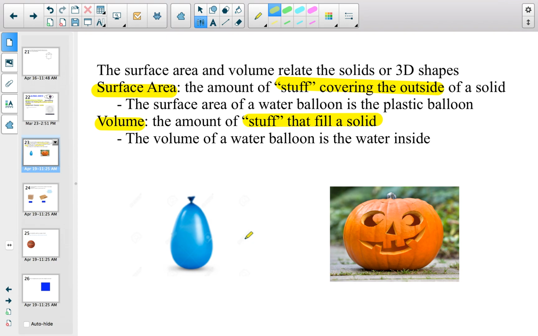Okay? So a good example of this: the surface area of a water balloon is the plastic covering that holds the water in, right? The volume is the water inside of the water balloon, right? Okay? Now let's look at something like a jack-o'-lantern or a pumpkin. What would the surface area be? Well, the surface area is the orange part, right, that you would cut into. The volume would be the seeds and kind of the stringy stuff that you pull out. Okay?